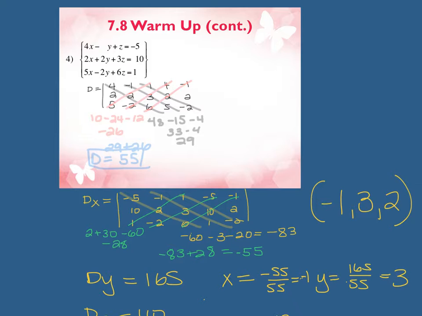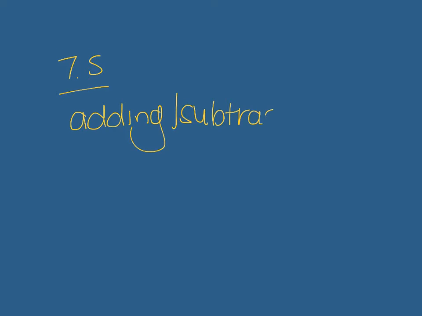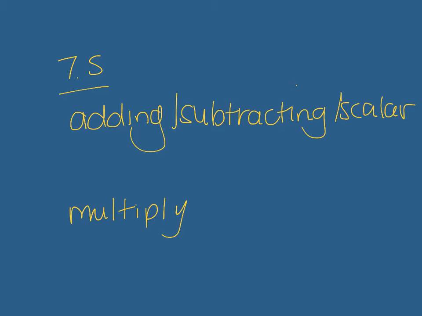So the other part that I posted, the test review with problems from the book. So it's obviously 7.8, which is all that stuff. 7.5 was adding, subtracting, scalar, and multiplying. So when can you not add or subtract? When you don't have the same dimensions. Have to be exactly the same. So have to have the same dimensions.